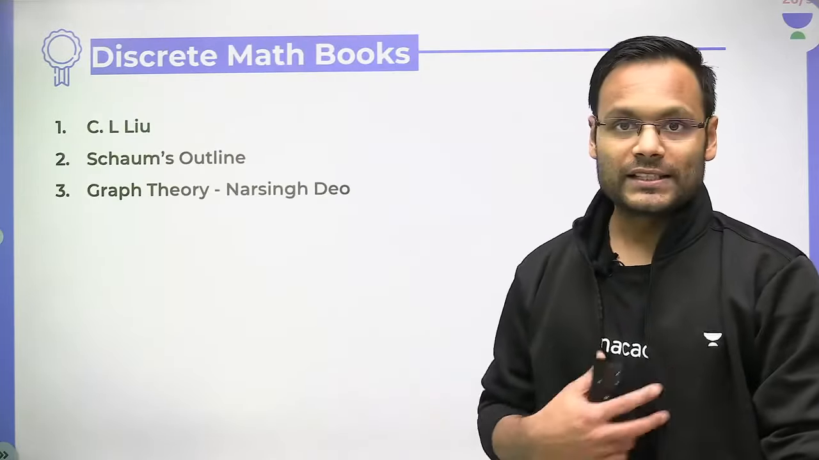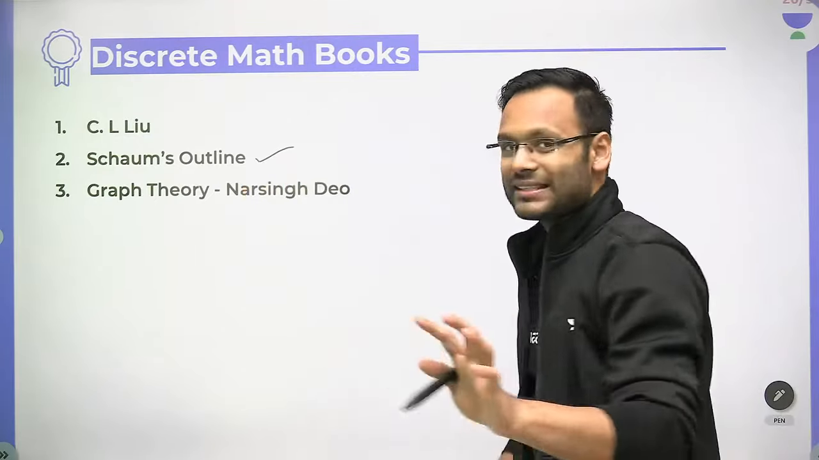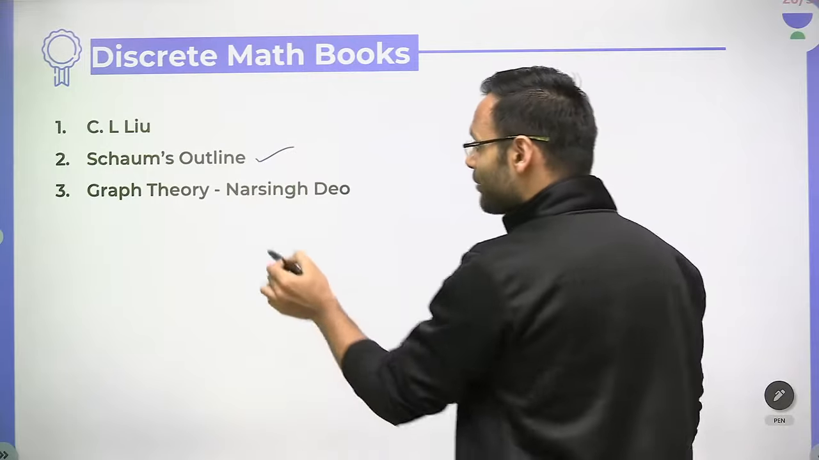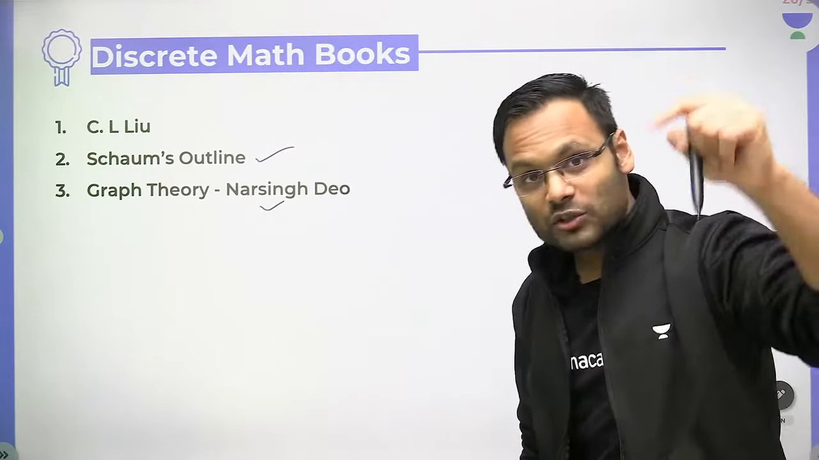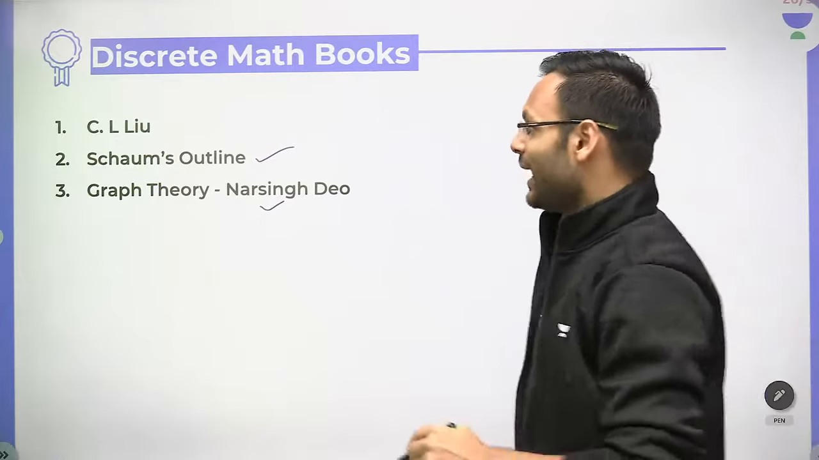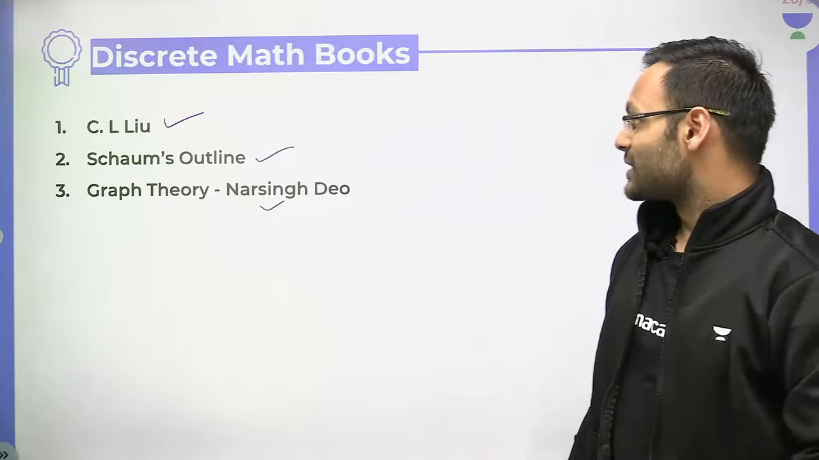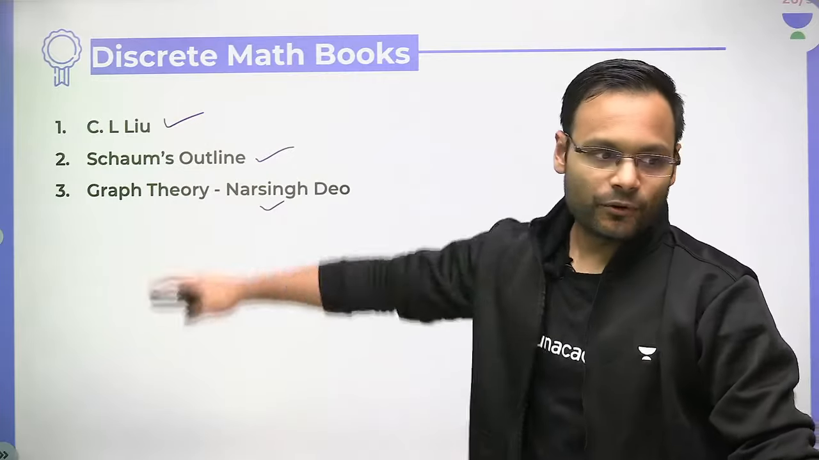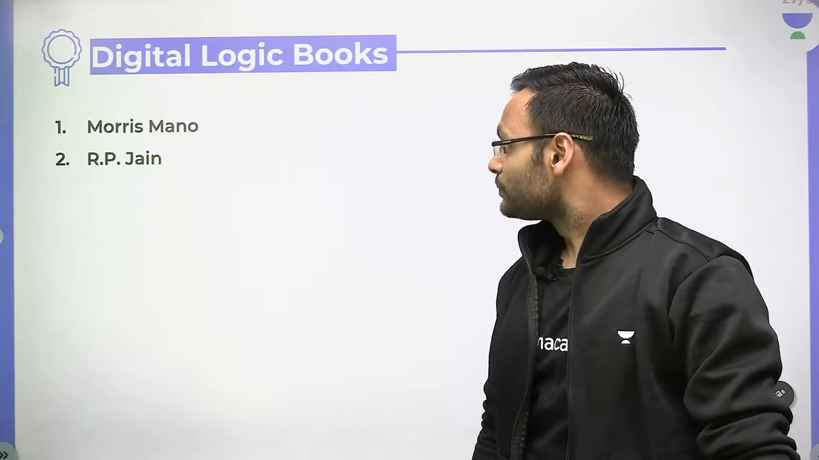Discrete math. For discrete math, I personally followed these books. Schaum's Outline, it was amazing. The questions were really good. Graph theory, Narsingh Deo, this is really good for the graph theory. This year, they have asked so many questions from graph theory. And then there is, sorry, there is a book for Discrete Math CLU. This is for set theory and all. It's a really good book, CLU.